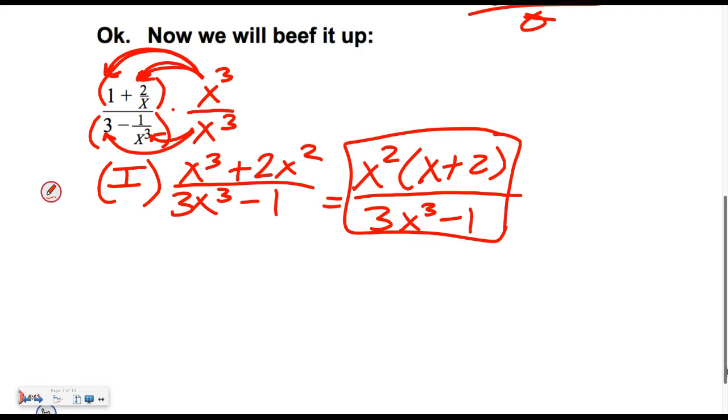Pretty easy, right? What do you think? Could you do it that way? And you'll choose to do about half of them that way. I'm going to show you another way to do it. So this is the LCD way.